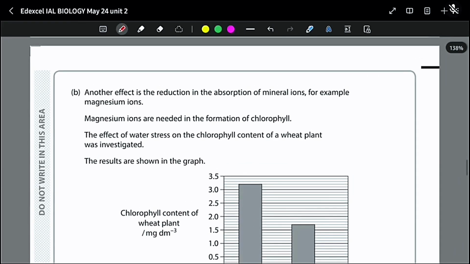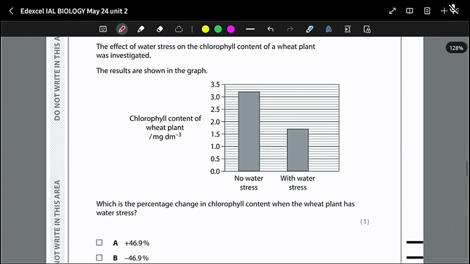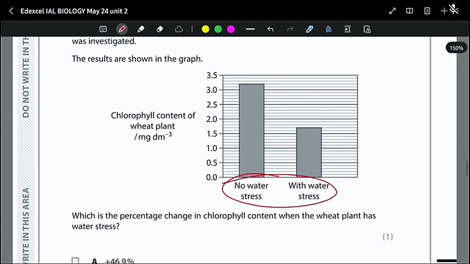B. Another effect is a reduction in the absorption of mineral ions, for example, magnesium ions. Magnesium ions are needed in the formation of chlorophyll. The effect of water stress on the chlorophyll content of a wheat plant was investigated. The results are shown in the graph. So we see the graph with water stress and no water stress, and on the y-axis the chlorophyll content of wheat plants.